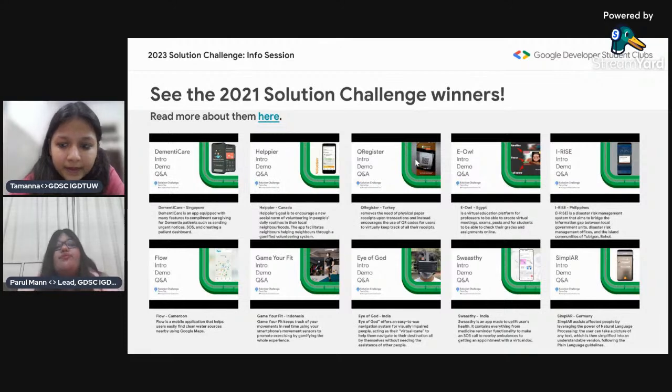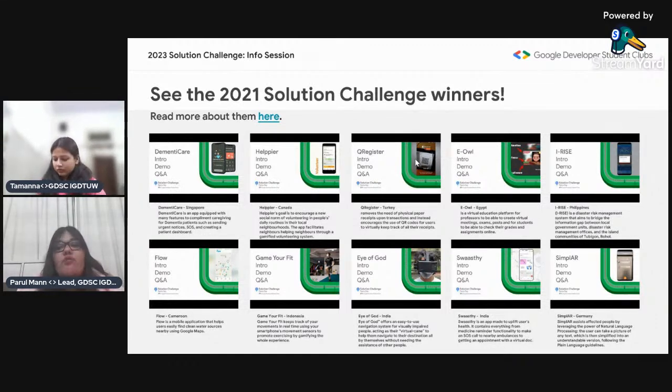Right, and we'll just quickly go over some of the 2021 Solution Challenge winners so that you can get an idea of what these projects look like. So the first project was from Singapore. It was dementia care. It was for people who are suffering from dementia, so it had a special dedicated app to care for those patients. Another thing that was very popular was eOwl from Egypt. It was an application to aid online learning, which was very popular during COVID.